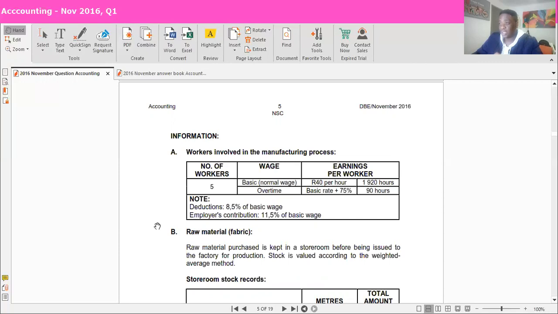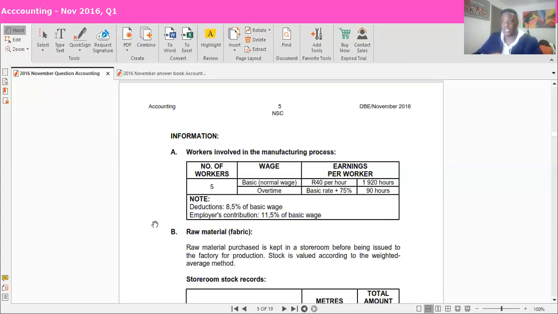Secondly, there's overtime. Each of them has worked 90 hours of overtime, at the basic rate plus 75%. That goes to around 70 rand an hour. Then you are told about the deductions from the basic wage, maybe for SARS, for pension, or for whatever reason. You're also informed about a contribution to the basic wage. The employer's contribution is 11.5%. So we need to put all that together.